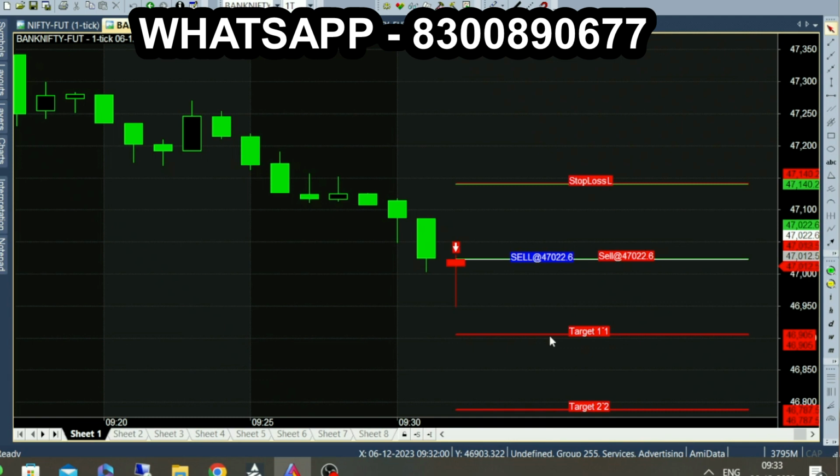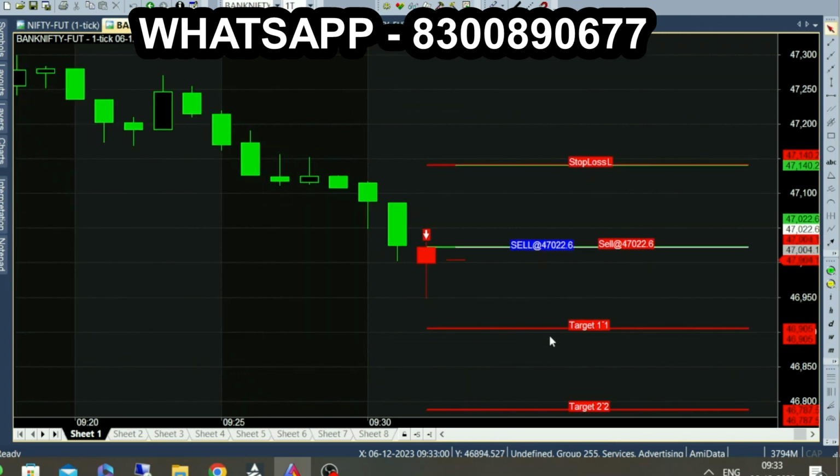Previously a buy call was generated, that buy call came from yesterday's market, and today the first fresh call is this sell call only. The call came at 47,022, and the first target is 46,905. It's more than a 100-point first target, and the second target is more than a 200-point range.